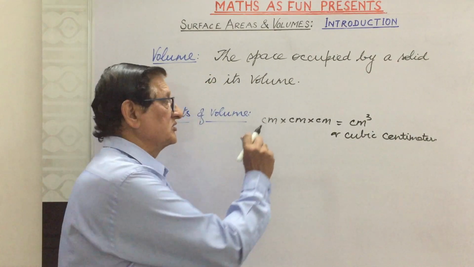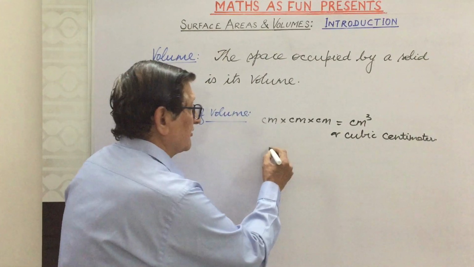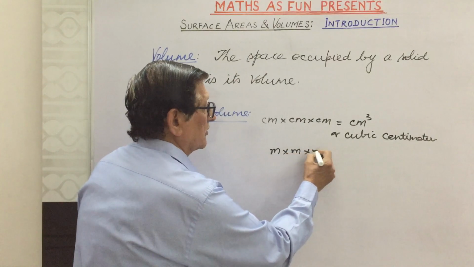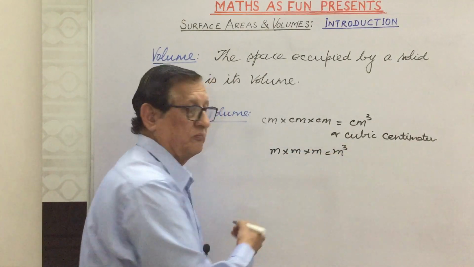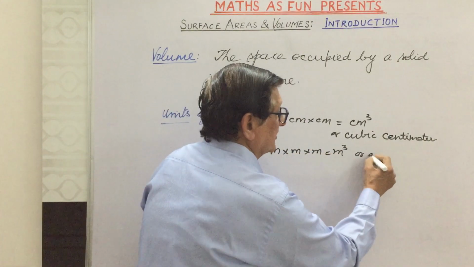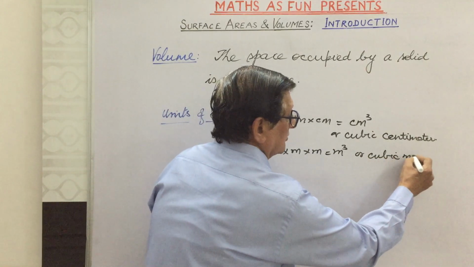In case the dimensions are measured in meters, then it will be meter into meter into meter, or we say meter cube. Or we can also say it as cubic meter.